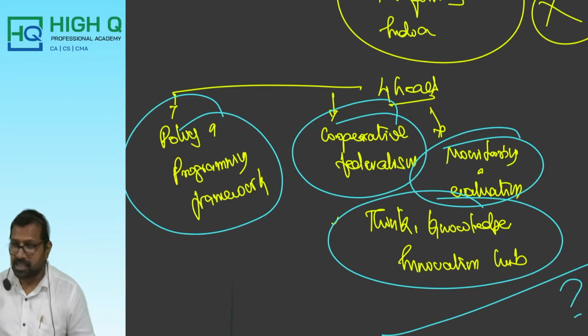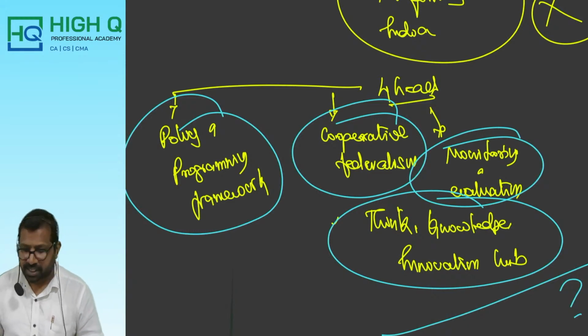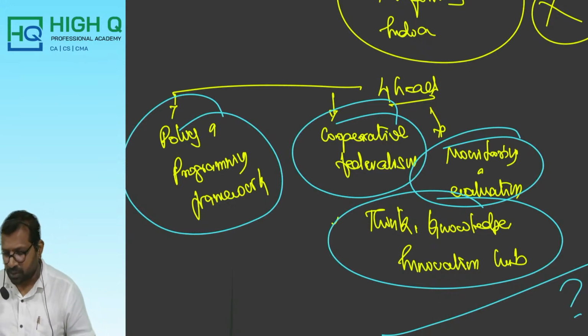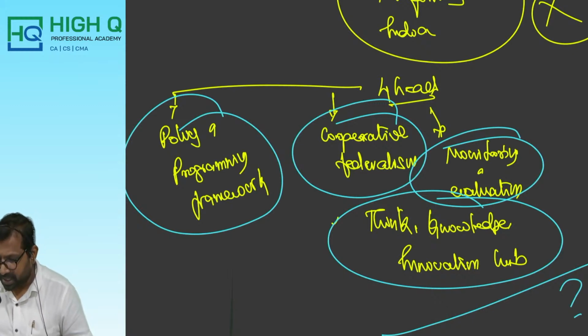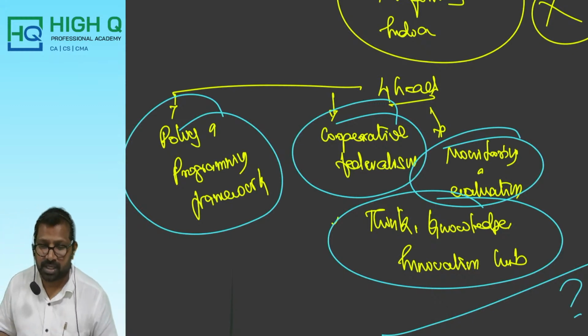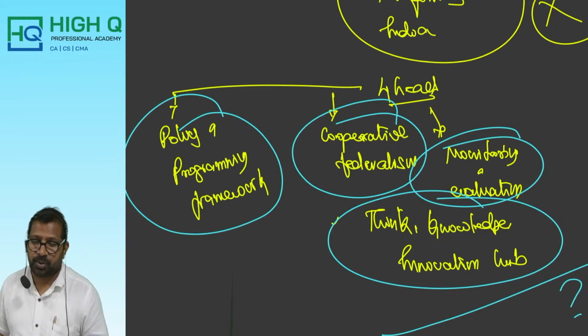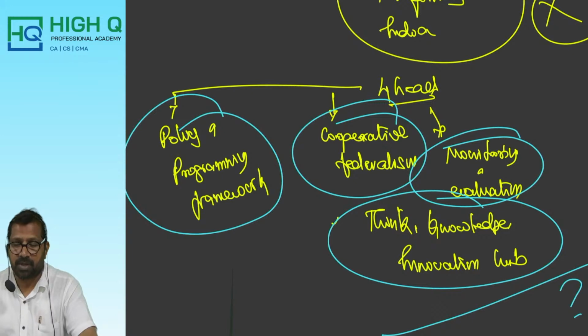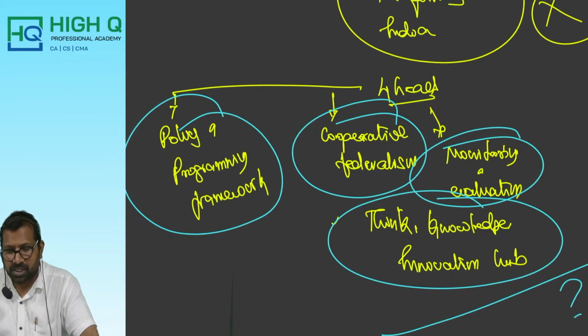And at last, the 4 H's which are required for analyzing the economy of our country: policy and programming framework, cooperative federalism, monitoring and evaluation, and think knowledge, and last and most important, the innovation hub, which needs to be promoted for the economic development of our country. With this, I am going to conclude my session on how to approach economics for Paper 4 for CA Foundation.